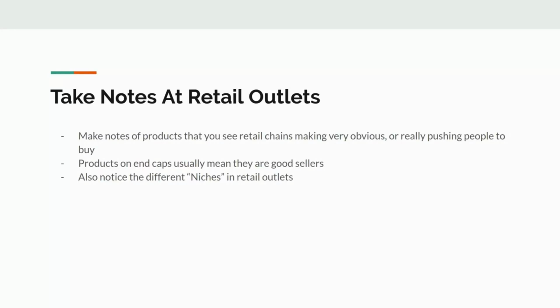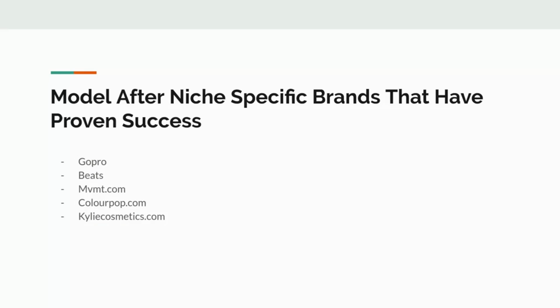And so if you still don't have a winning product after this, or even if you want to start this backwards, what you can do now is model after niche specific brands that have proven success. So what do I mean by this? I mean companies that are big, that you've heard of, or they're in the same niche but maybe a little bit bigger than you are and you're modeling after them. What you want to do is model after them, find the best sellers that they have, and get inspiration and ideas on how to proceed with your business.